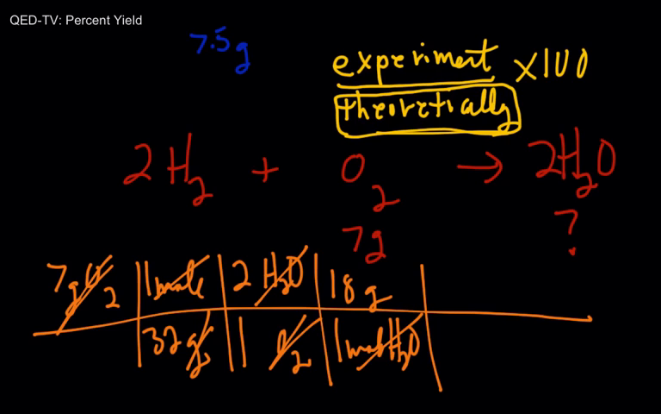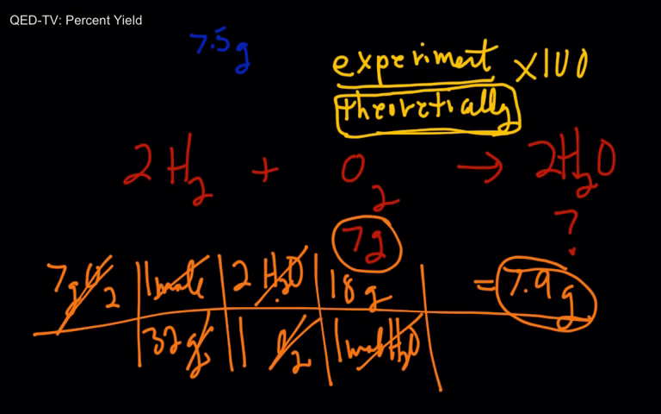If I work this out, I take 7 times 2 times 18 and divide by 32. I will end up with an answer of about 7.9 grams. So that's how much water I should have been able to make if I used 7 grams of oxygen and I had excess hydrogen: 7.9 grams. But you'll notice in the lab I only made 7.5, which is reasonable. You're not going to be able to get to 100% yield. That's basically impossible. You can come really close.